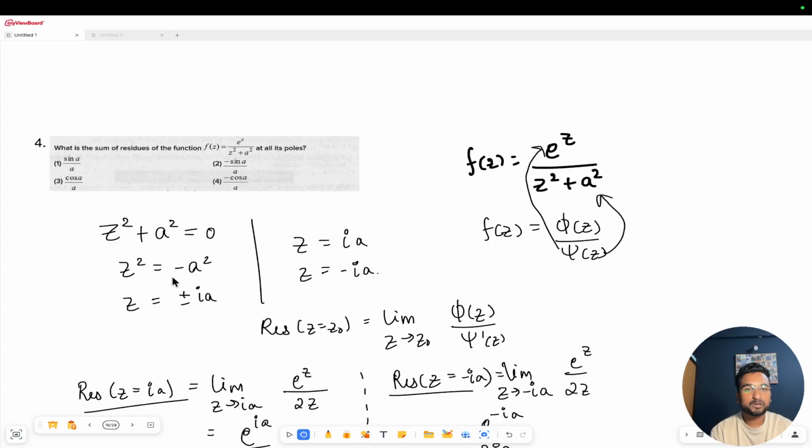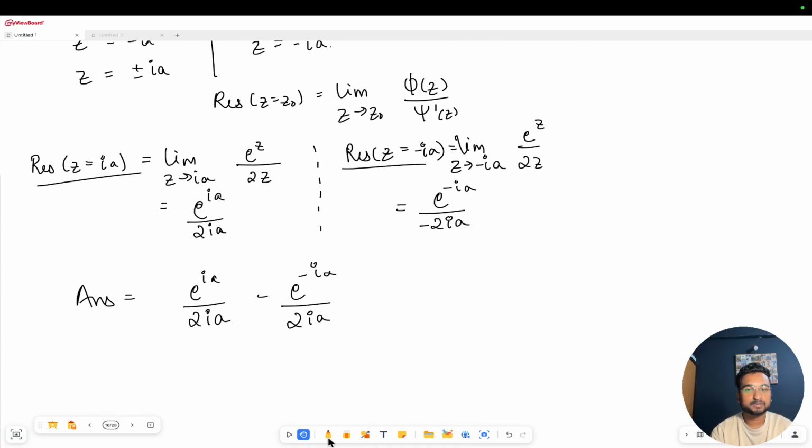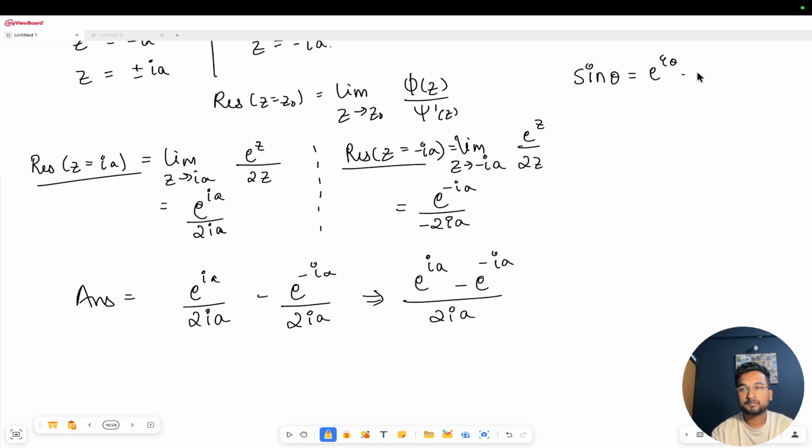Here the answer is not in this form, so we have to convert this further. You can see the denominator is the same, so you can write it as e to the power iota a minus e to the power minus iota a divided by 2 iota. Now, sine theta can be written as e to the power iota theta minus e to the power minus iota theta upon 2 iota, and cos theta can be written as e to the power iota theta plus e to the power minus iota theta upon 2.